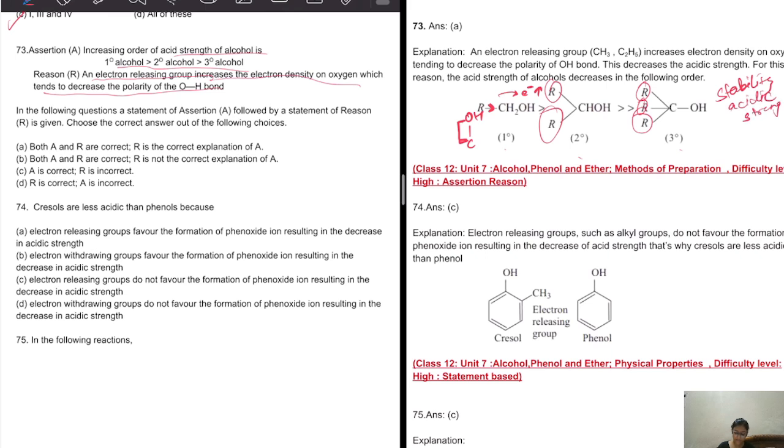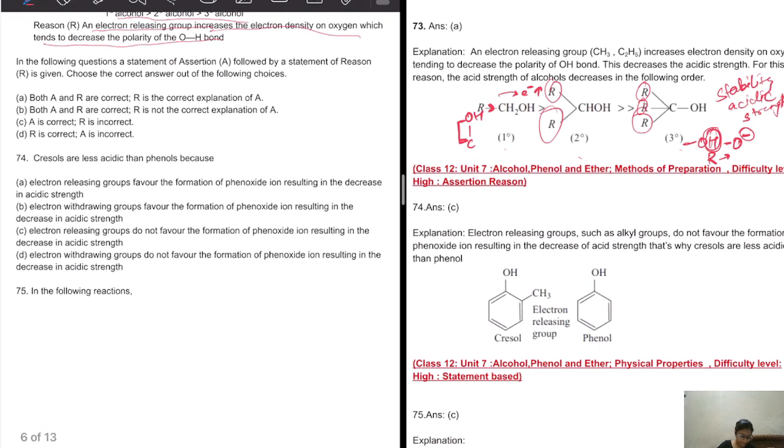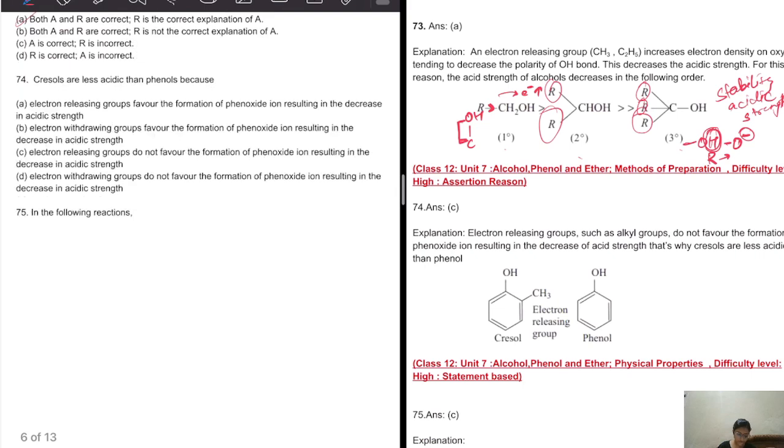For this, we remove the H of OH and we form O negative. Now you can see it will be easier to understand. The more the R group, the more will be the destabilization. So the correct answer is A. Now let's see the next question.